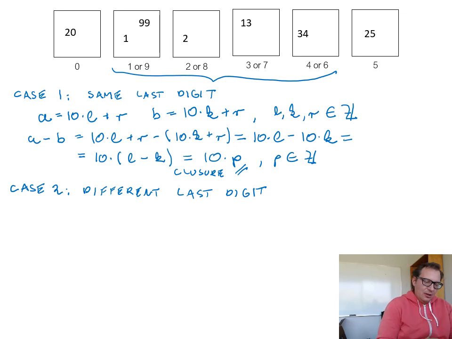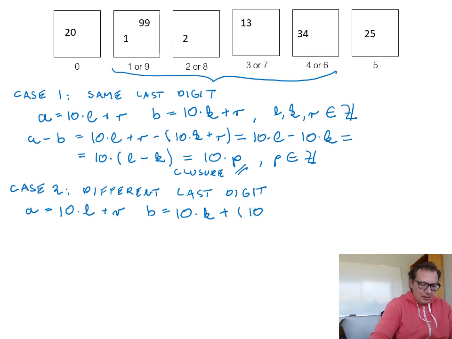And so if a pair lands in one of these 4 containers, then A is going to be equal to 10 times L plus R, while B is going to be equal to 10 times K plus 10 minus R, because the remainders are 1 and 9, or 2 and 8, or 3 and 7, or 4 and 6.